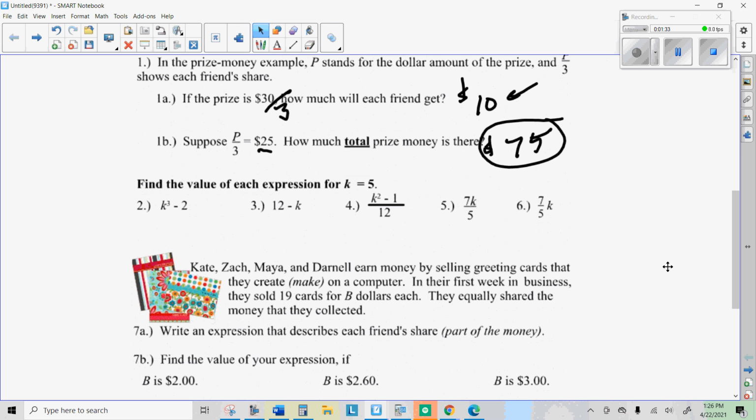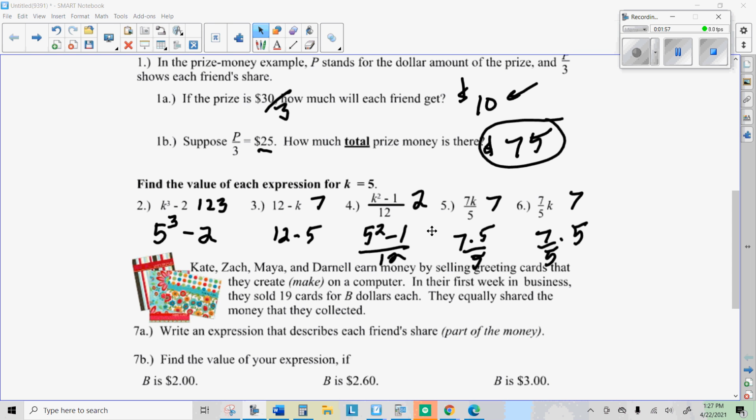All right, so for each of these, we're going to find the value of the expression for k equals 5. That means you're going to put 5 where k is, do it to the 3rd power, and then subtract 2. All right? In this one, you're going to do 12 instead of minus k. You're going to put 5 where the k is and find that answer. Go ahead and do those.